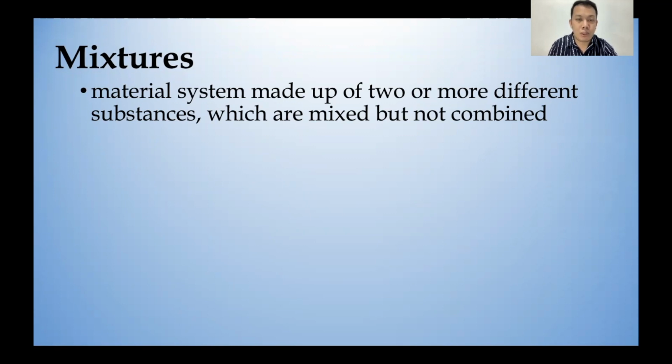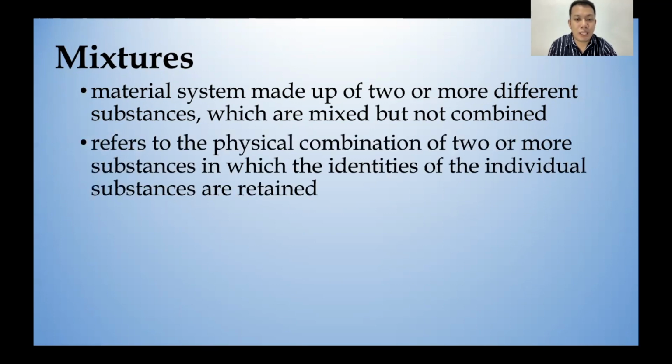So you have to distinguish here the difference between mixed and combined. When we speak of mixed, they are just physically combined. By definition, it refers to the physical combination of two or more substances in which the identities of the individual substances are retained.